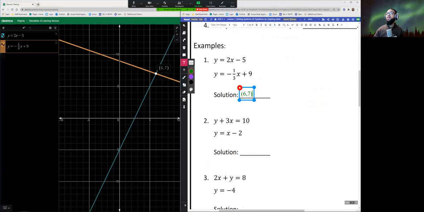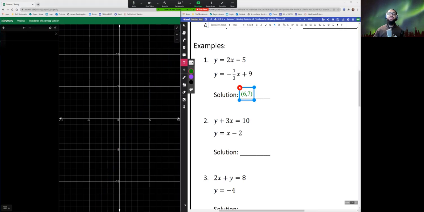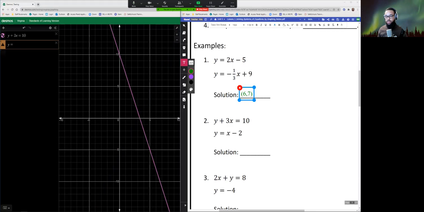All right, example 2 says y equals 3x, y plus 3x equals 10, and y equals x minus 2. What are my solutions, or what is my solution? I'm going to first start off by clearing out the other stuff because we don't need that anymore. And I'm going to type in both of these equations. y plus 3x equals 10, and y equals x minus 2.